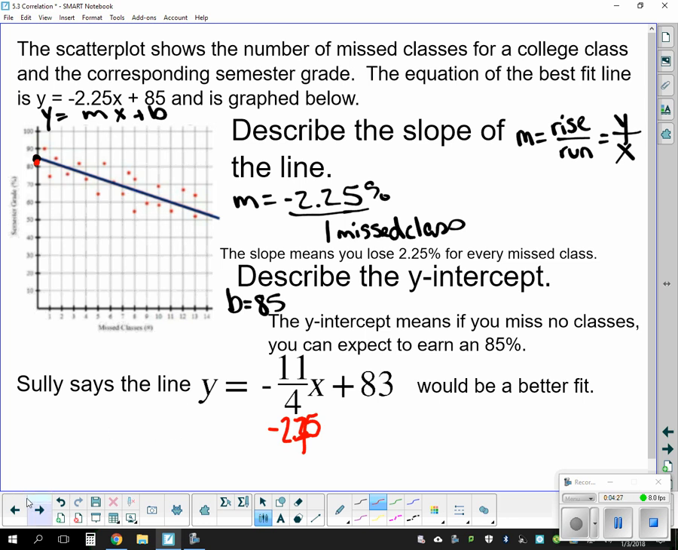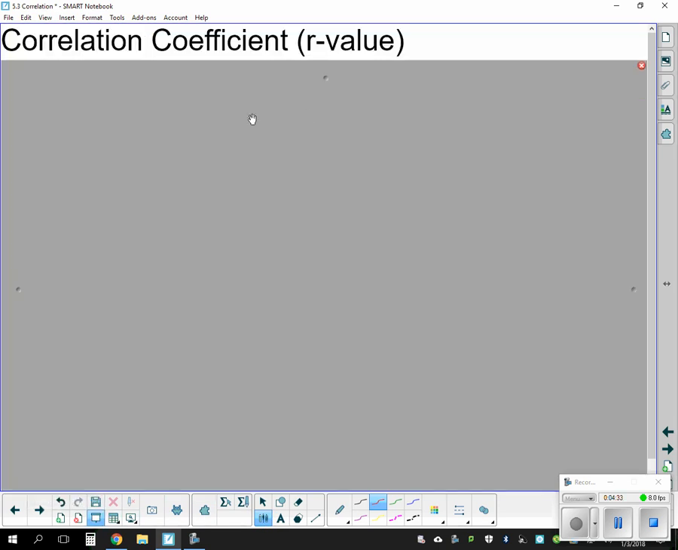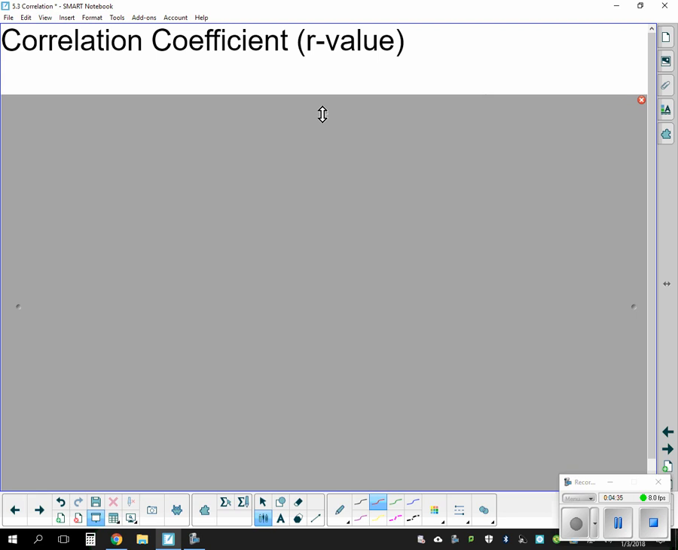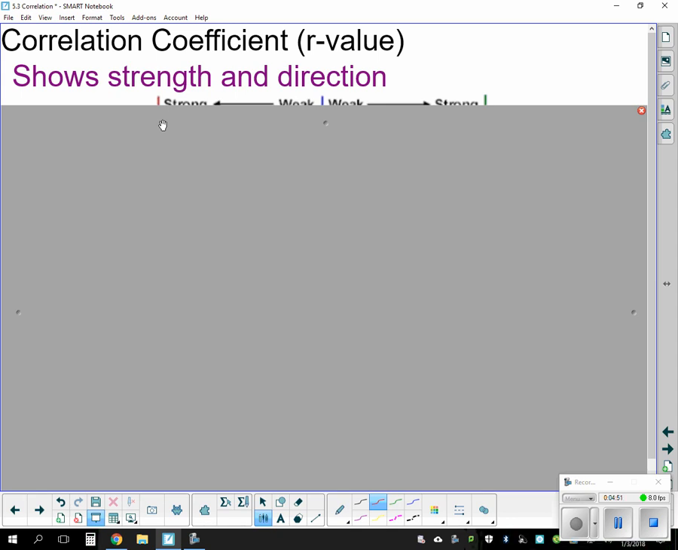It involves something called the correlation coefficient. It's an R value, which means we use the letter R to represent it. It shows the strength and direction of your scatter plot. So remember in the last section we talked about strength of the scatter plot, whether it would be a weak, strong, or moderate correlation, and we talked about whether it was positive or negative. So this correlation coefficient, this R value, is going to assign a number to that. So it takes it one step further than what you did in 5.2.